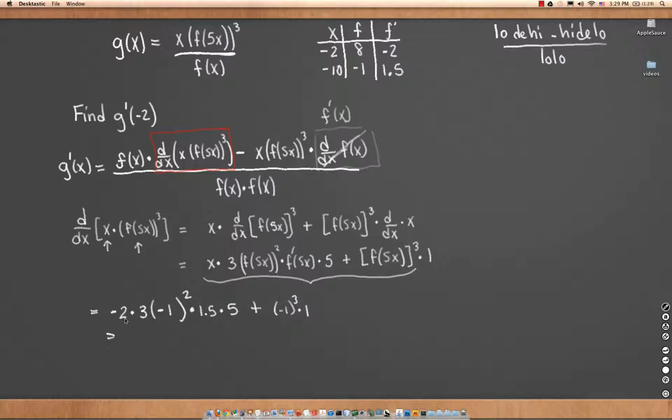If you multiply all this out on the calculator, this part right here, you're going to get negative 45, and then negative 1 cubed is negative 1 times 1 is negative 1, so we end up with negative 46. So this part becomes negative 46. Now this part right here, I just plug in negative 2. What is f of negative 2? It's 8. So I get 8 times negative 46. Now we're going to do this part right here.